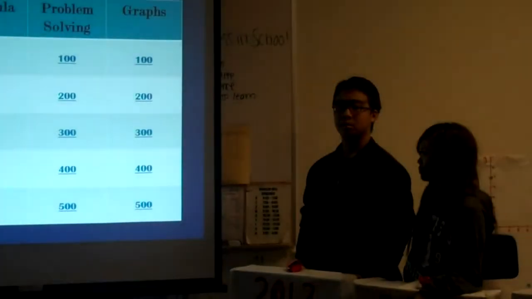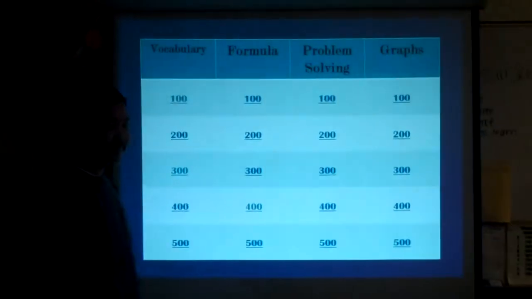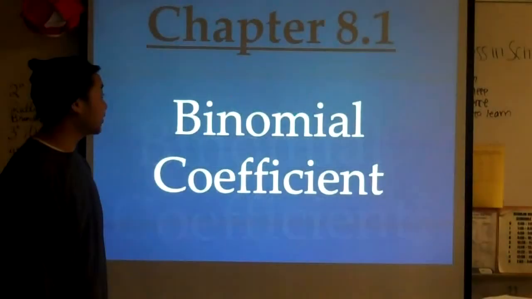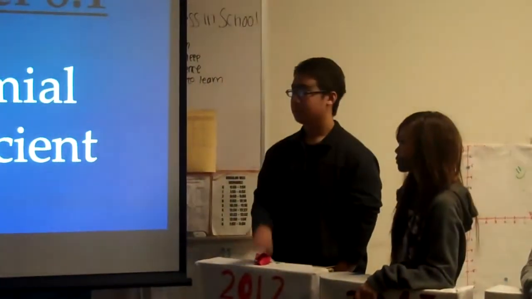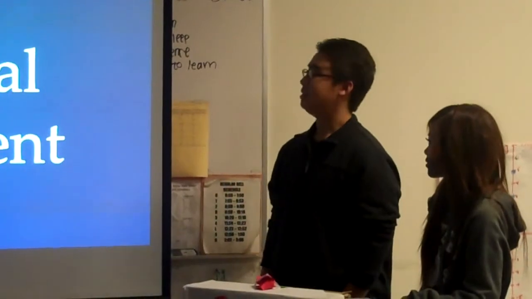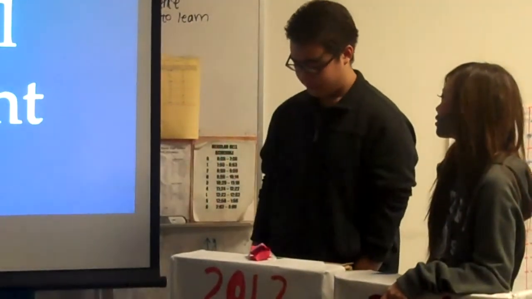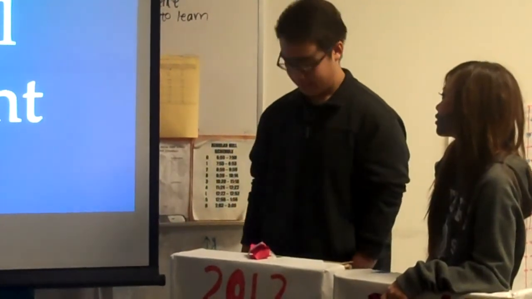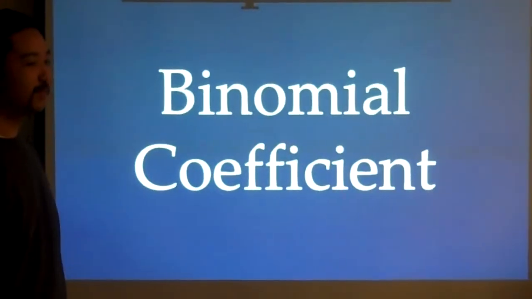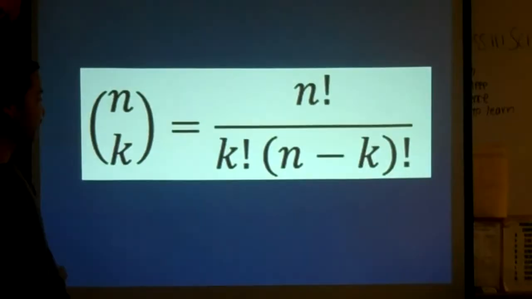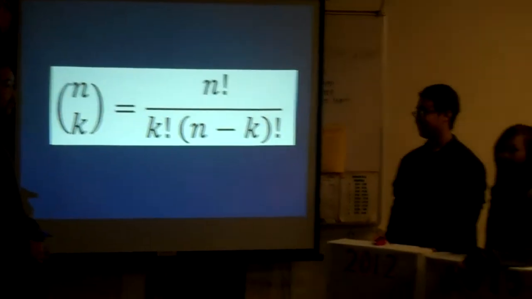What would you like to pick? Formula 400. For chapter 8.1, what is the formula for a binomial coefficient? It's the number of ways of arranging k successes among n observations: n factorial over k factorial times n minus k factorial. Correct. May you show the answer, please? 400 points for you.